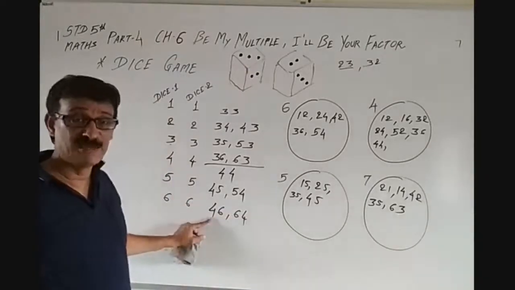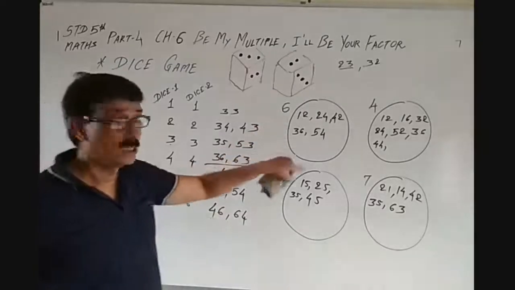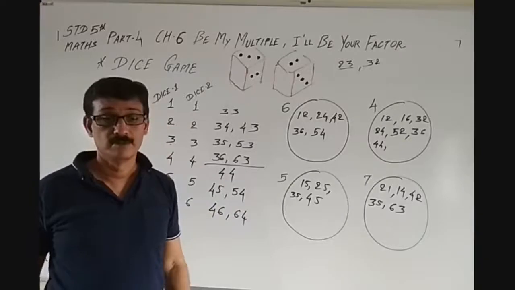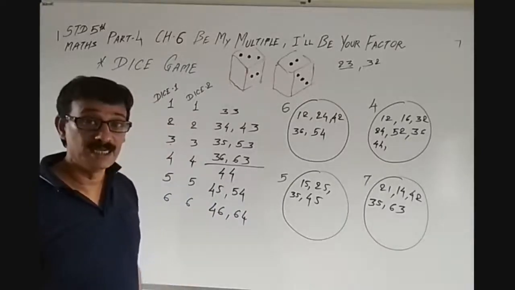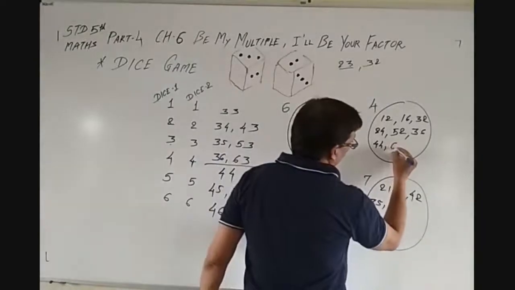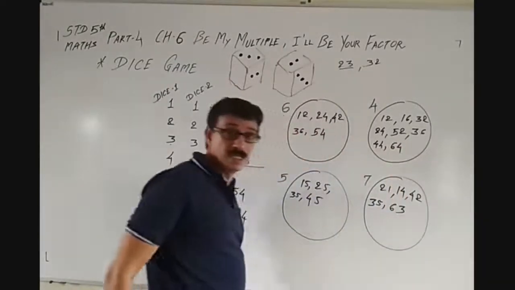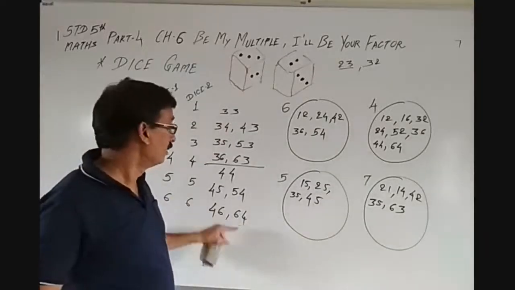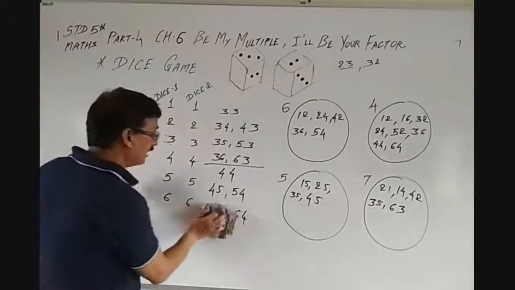Now is 46 a multiple of any of these? No, 46 is not a multiple. But 64 is a multiple of 4. Okay. 16 4s are 64. Now let's go for the next.